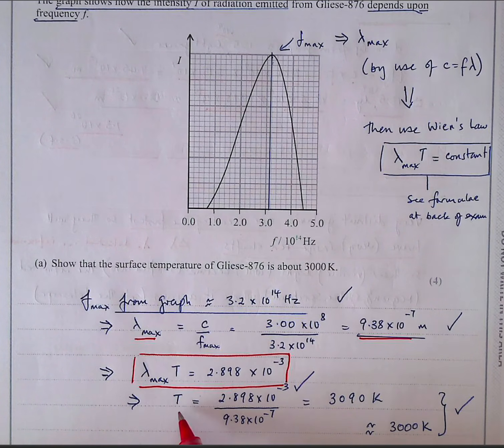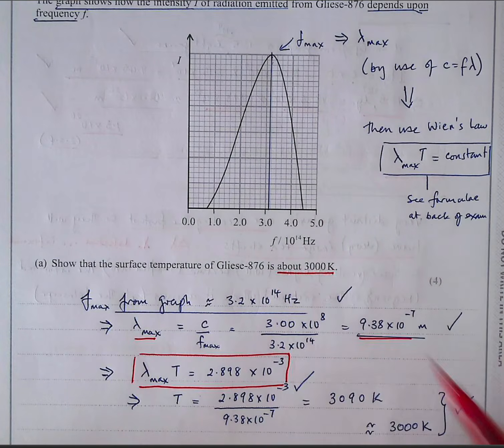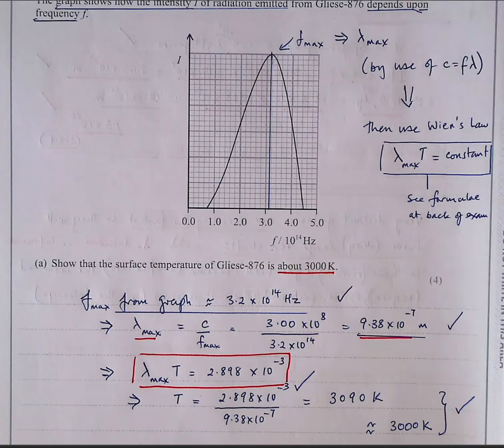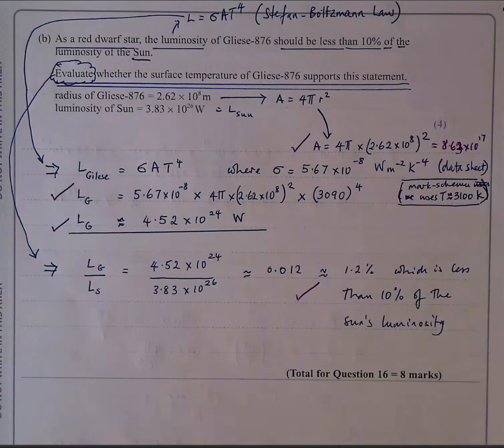So now you want to work out temperature. So you divide this constant by the wavelength that we just calculated, and you come up to 3090 Kelvin, which is approximately equal to 3000 Kelvin. So always make sure you go to the extra step to show that it is about 3000 Kelvin, because that's what they've asked you to do. There, the 4 ticks represent what the mark scheme is giving for this question. Okay, first half of question 16 done.